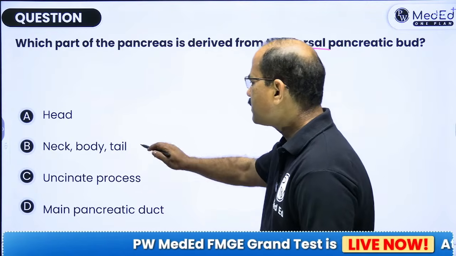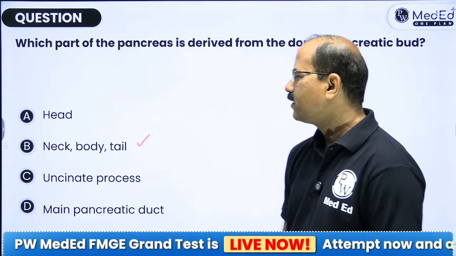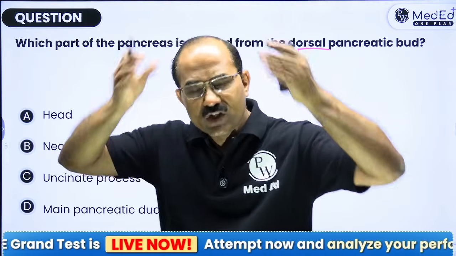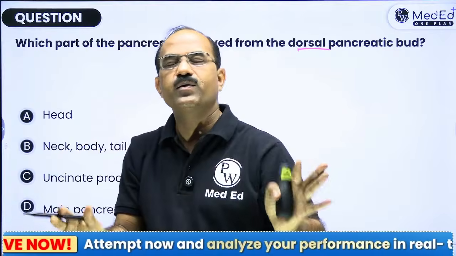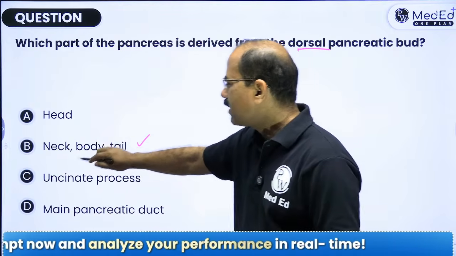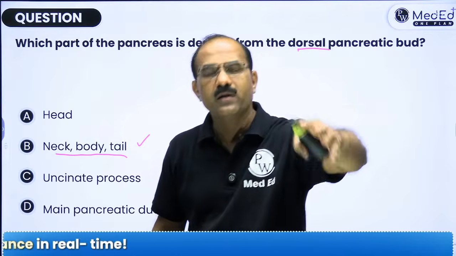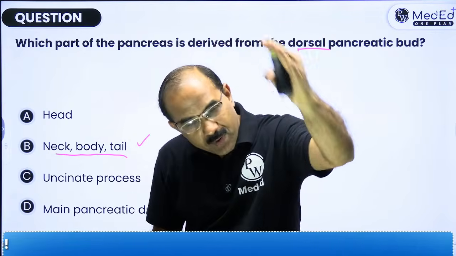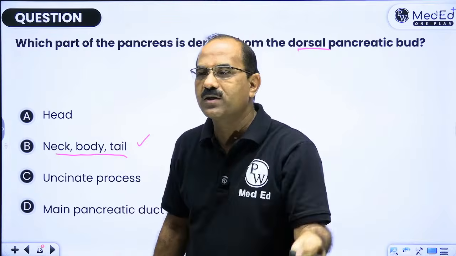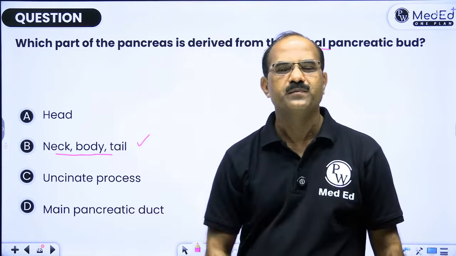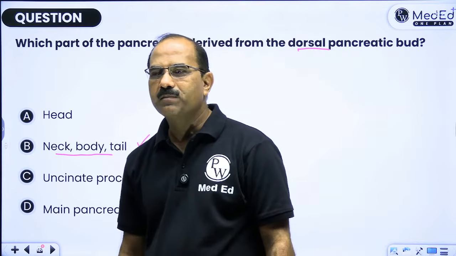So the answer is neck, body, and tail. The head they have not specified. Which part of the head is not specified? So we don't take the head in the answer. The answer is neck, body, and tail. The head, neck, body, and tail are derived from the dorsal bud, but the upper part of the head is derived from the dorsal bud. So the answer here is going to be B. Clear?